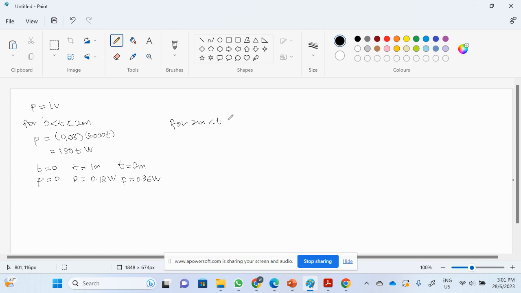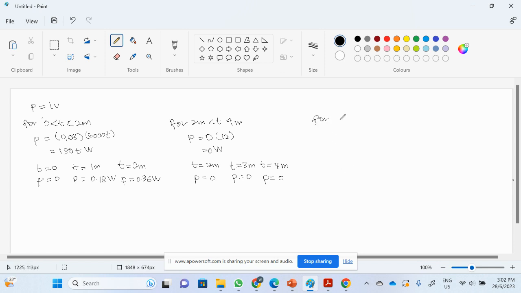Okay, so the next one is for 2 milli to 4 milli. P equals IV. So the I is 0, right? And the V is 12. So definitely you straight away get 0 watt between 2 to 4. So at 2 milli, P equals 0. T equals 3 milli, P equals 0 as well. At T equals 4 milli, P is also 0 watt.